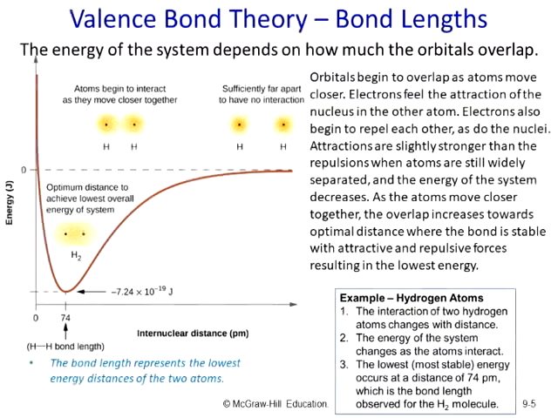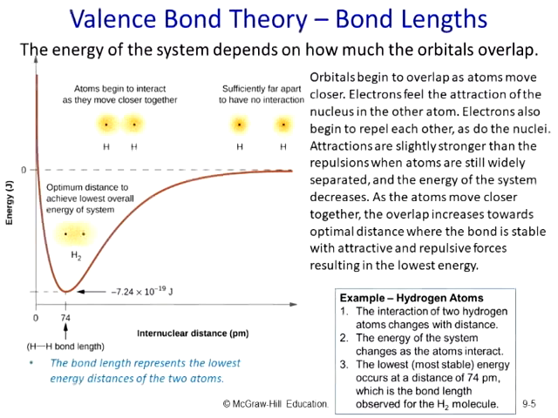In the case of hydrogen, the interaction of two hydrogen atoms changes with distance. That same thing happens for all atoms coming together. The interaction changes with distance, and the energy of the system changes as the atoms interact. So you have this moving scale, if you will, of energy, and it moves until that energy is optimum. The lowest, most stable energy occurs at a certain bond length.